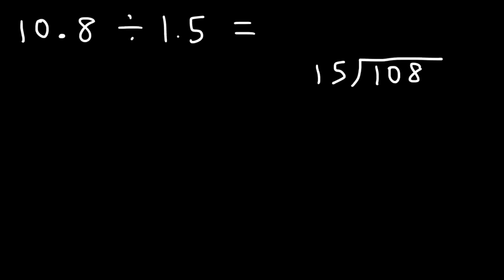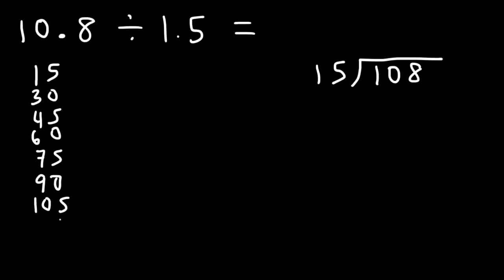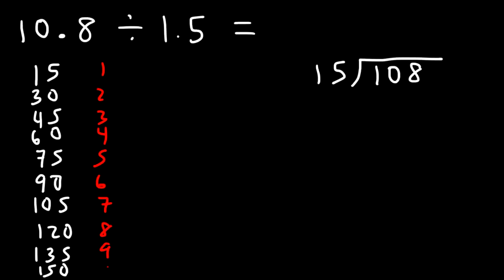Now, how many times does 15 go into 108? Well, let's make a list. So we have 15, 30, 45, 60, 75, 90, 105. And then if you want to go further, 120. You could stop at 150. You never need more than 10. But this is going to be 1, 2, 3, 4, 5, 6, 7, 8, 9, 10. So 120 exceeds 108. 105 is the highest number, just under 108. So we could say that 15 goes into 108 7 times.